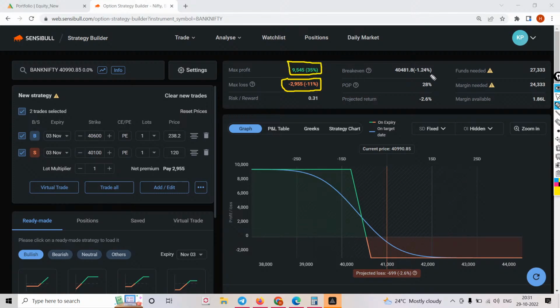Believe me, friends, the market has to go down by 1.24%, but try to understand, this is your break even. 1.24% is your break even. Many people think that the moment the market goes down by 1.24%, I'll be getting my maximum profit. That is wrong. Absolutely wrong.